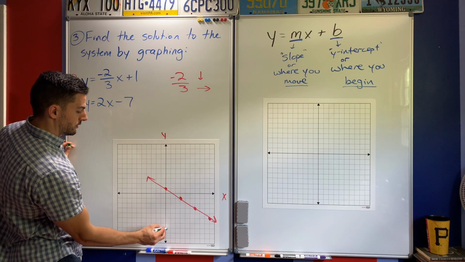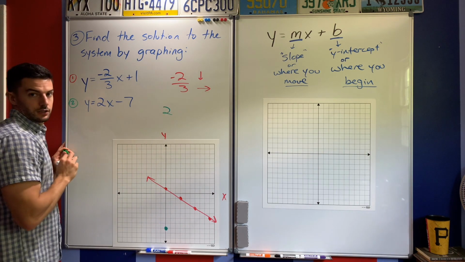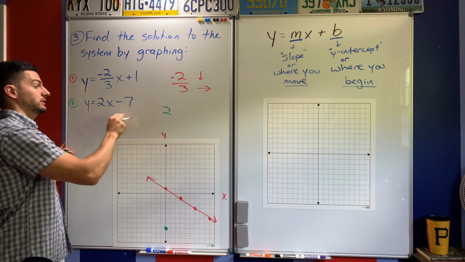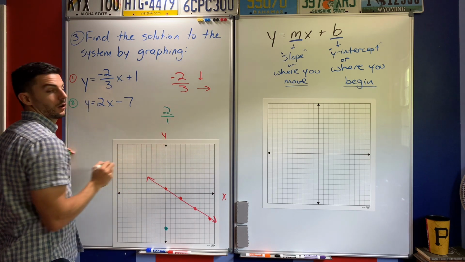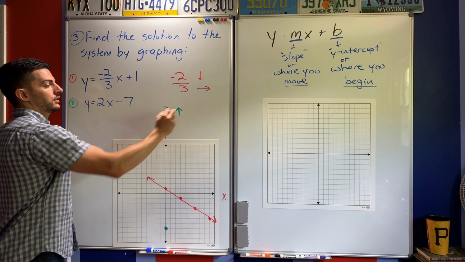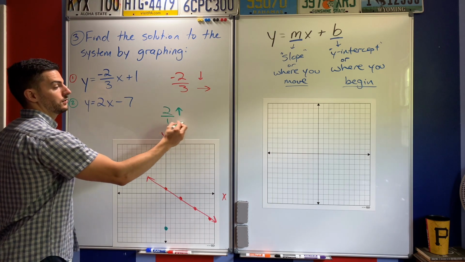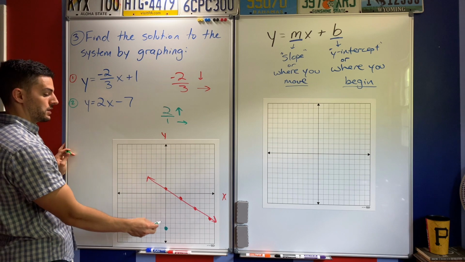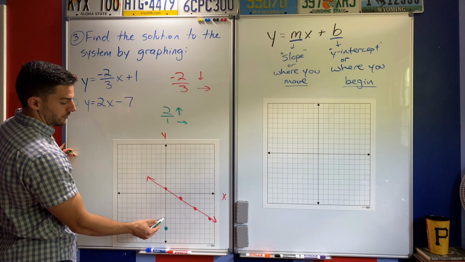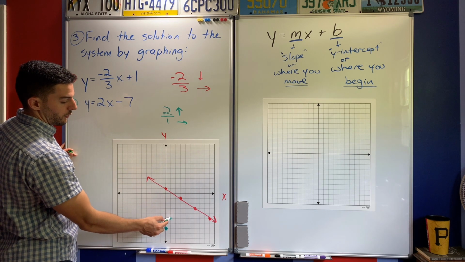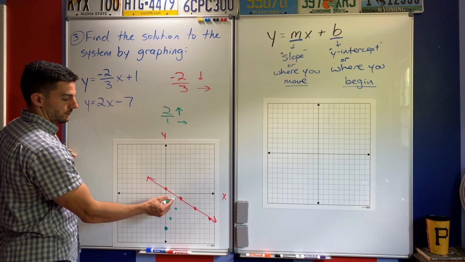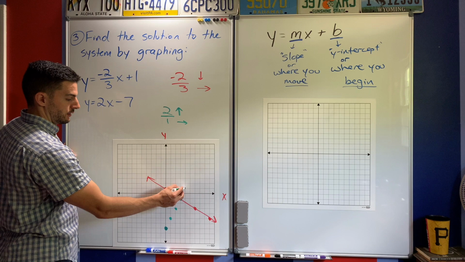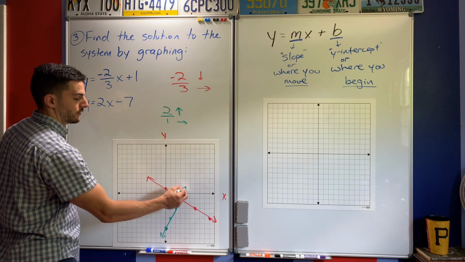I start down here. And where am I moving? 2. What did I say? I said if it's not a fraction, you make it into a fraction by putting it over 1. So this is telling me, move up 2, right 1. So from here, I move up 2, right 1, point. Keep going. Up 2, right 1, up 2, right 1. Hey, look at that. There it is.